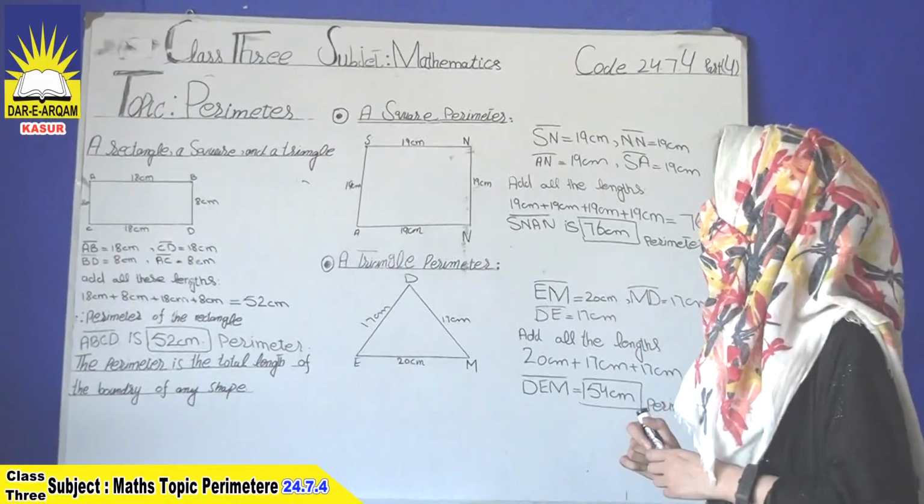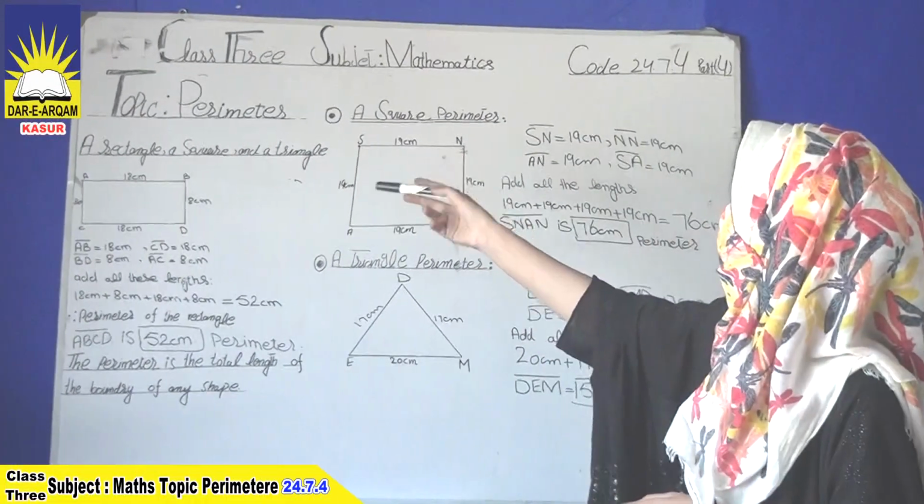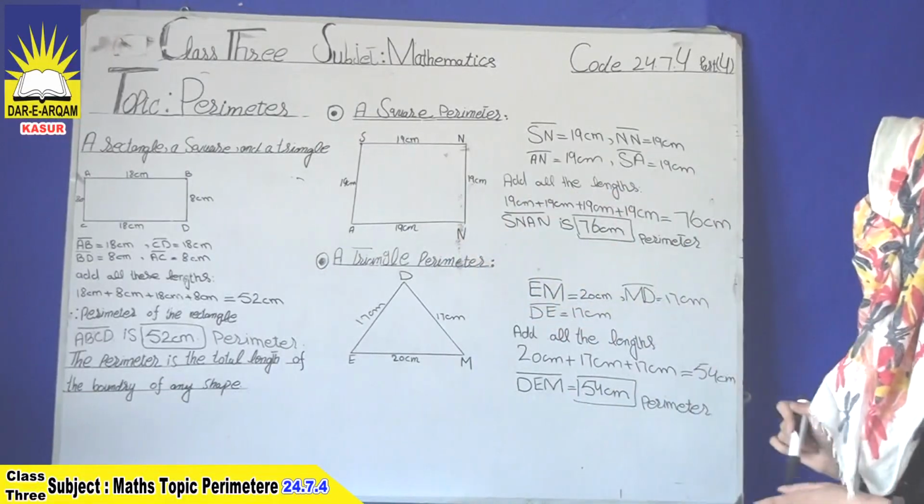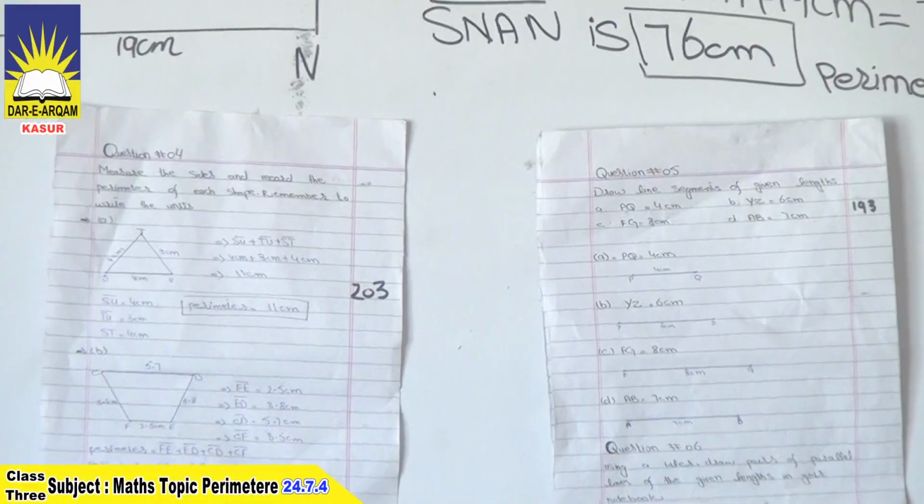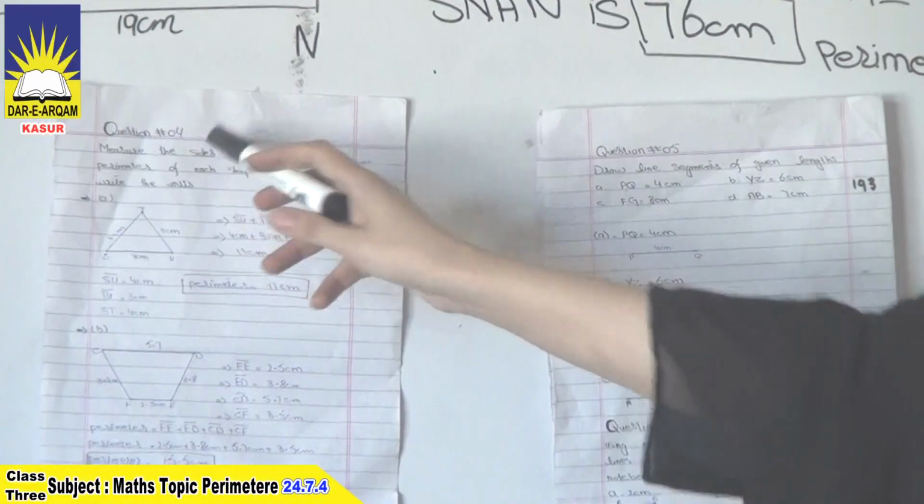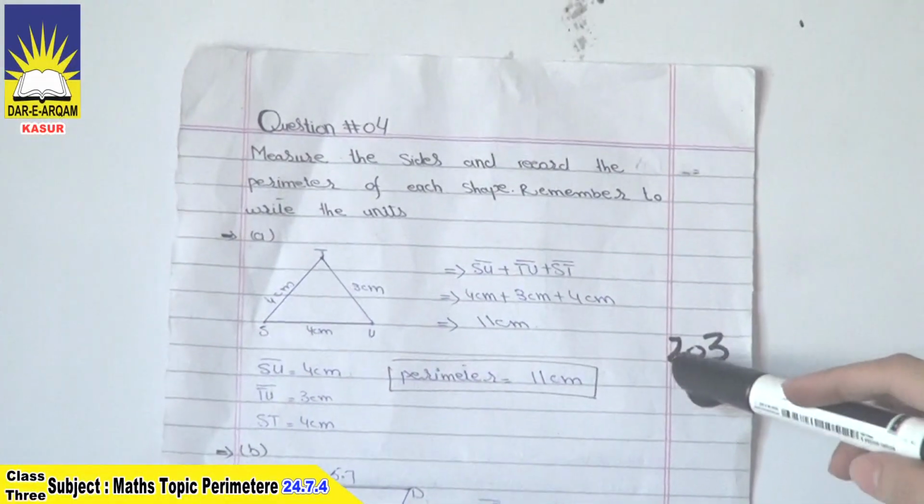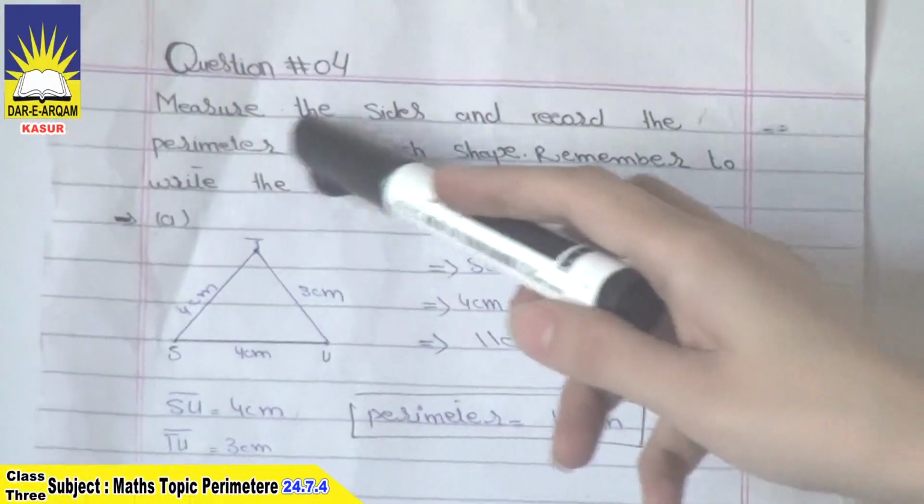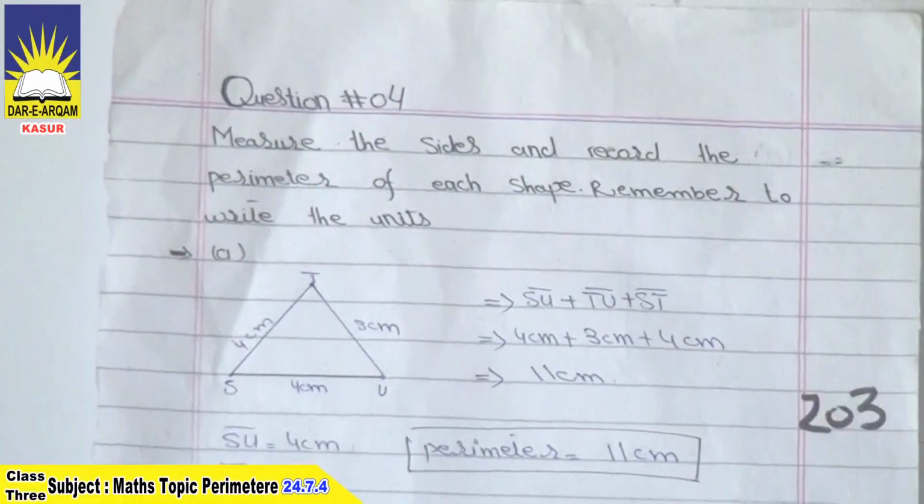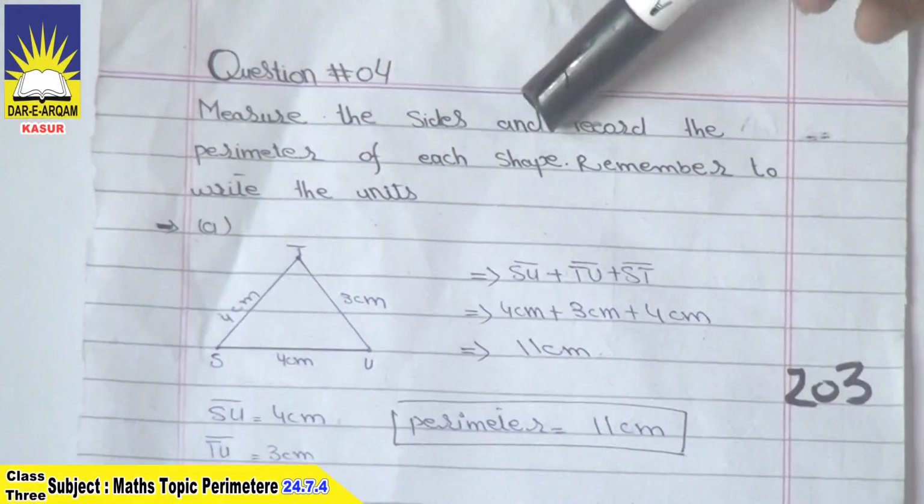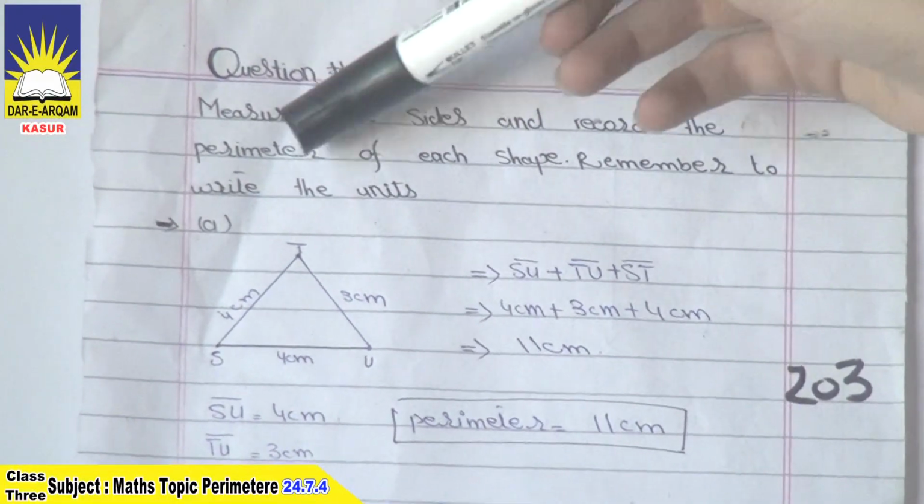So today we learned the perimeter of a rectangle, square and triangle. Now next we have question number 4, book page number 203. Measure the sides and record the perimeter of each shape. Remember to write the unit.